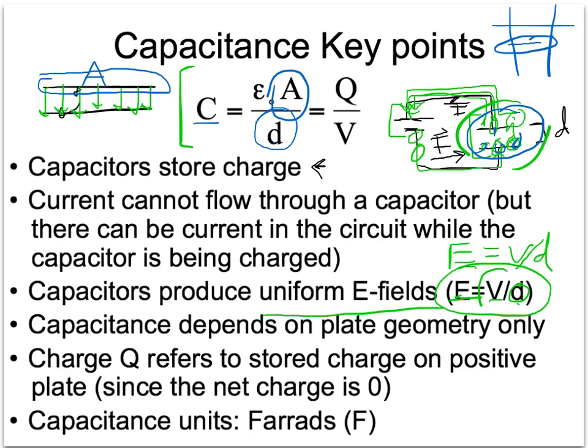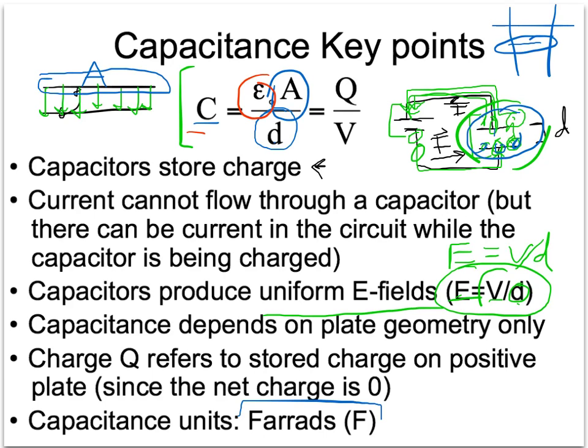Finally, capacitance has the unit farads, named for Michael Faraday, who did some famous experiments with electricity. Capacitance has the units farads, F. And just to review the essential equation for capacitance, capacitance equals epsilon naught, which is a constant, times the area of the plates, divided by the distance between them. That is also equal to the charge per voltage you can have on the plate.